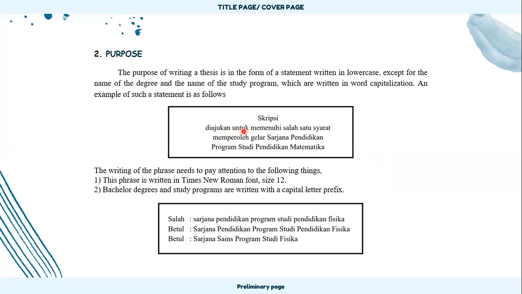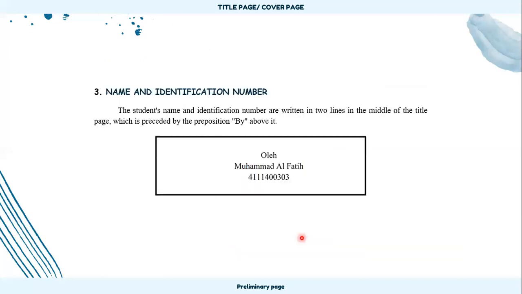And then the writing of this phrase needs to pay attention to the following things. The first, this phrase is written in Times New Roman font, size 12, and then bachelor degrees and study programs are written with a capital letter prefix. You can look at it here. This is the wrong statement. This is the right statement.